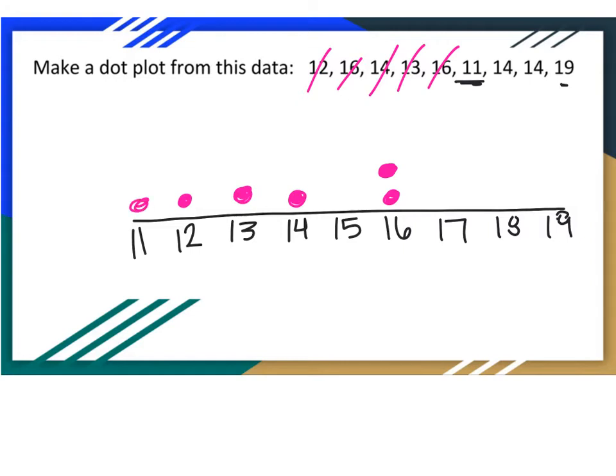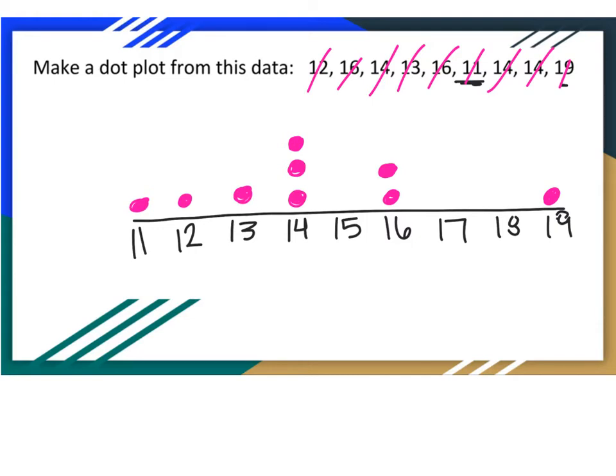11, 14, again, go above. I'm trying to keep it nice and even with where I put that one above the 16. Another 14, so, whoopsies, a third dot above that, and 19. And then just to kind of double check myself, I like to go back and count and make sure I have the right number of dots. So originally I had 1, 2, 3, 4, 5, 6, 7, 8, 9 numbers. And here I have 1, 2, 3, 4, 5, 6, 7, 8, 9 dots. So I know I didn't miss any, I didn't add anything extra.